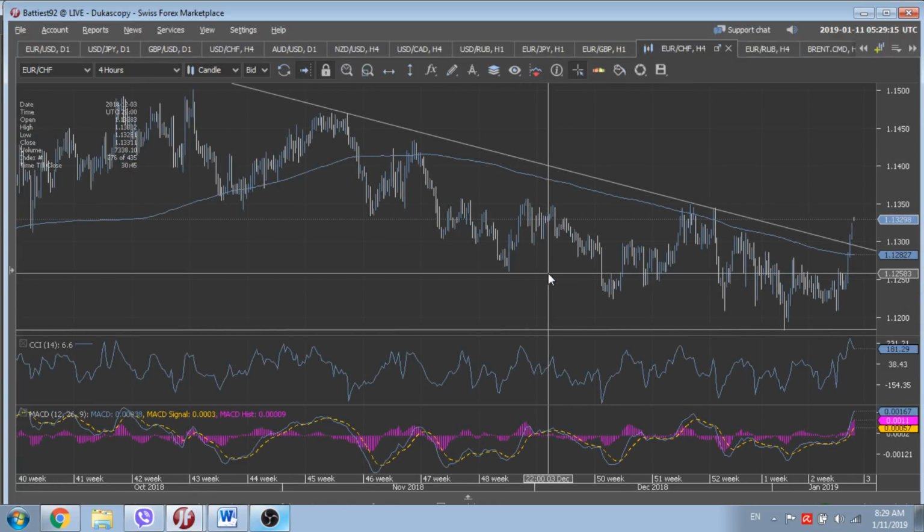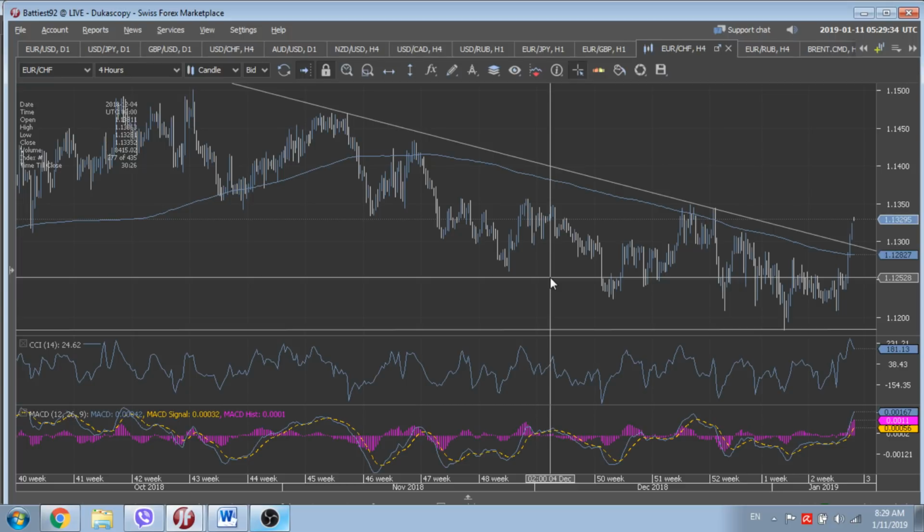Probably the Swiss National Bank also plays an important role in this EURUSD. Probably it's back to the intervention, and that's why EURUSD is looking so strong this morning.